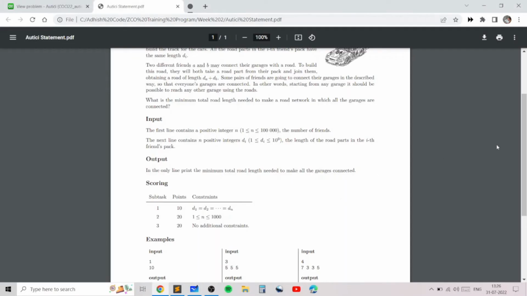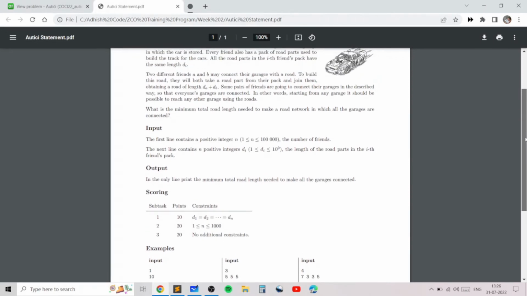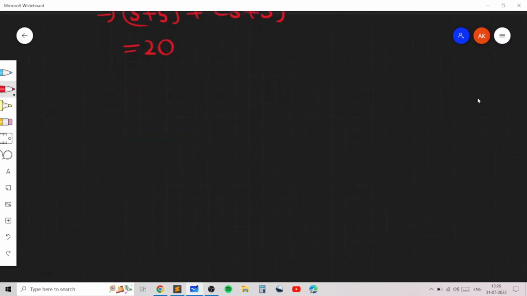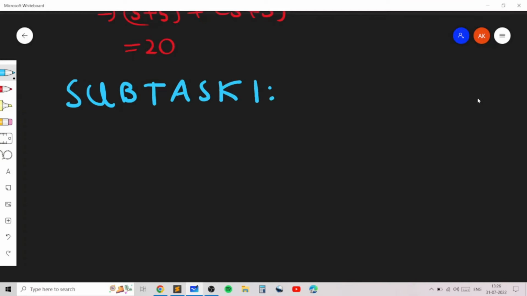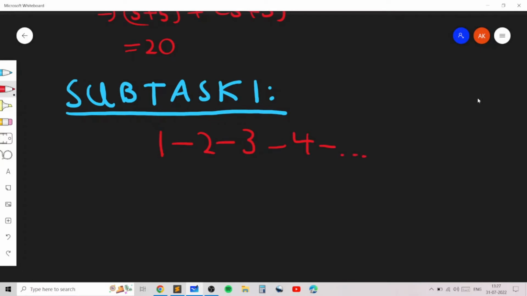Now, in general, let's look at the first subtask where all the DI values are equal, because that's the second example. So when all the DI values are equal, which is the first subtask, we know that we can connect all the pairs of friends in any order. It doesn't matter what order we connect them in. And that's why let's just say that we're connecting 1 to 2, then 2 to 3, then 3 to 4, and all the way up till n minus 1 to n.